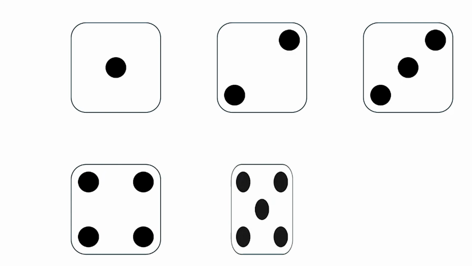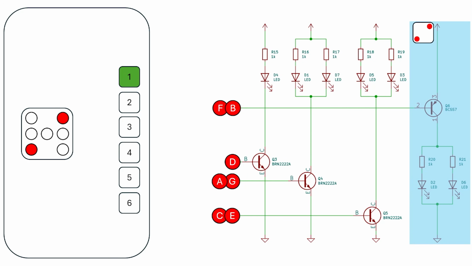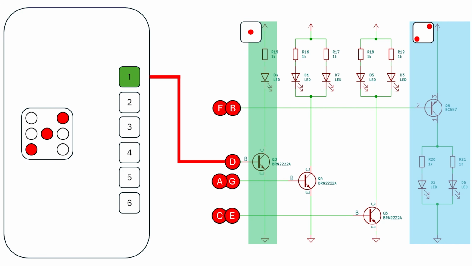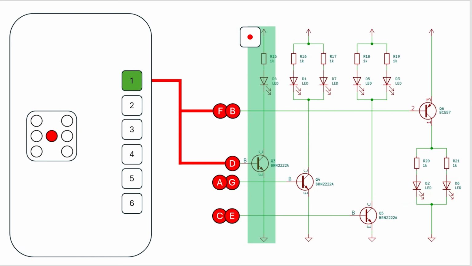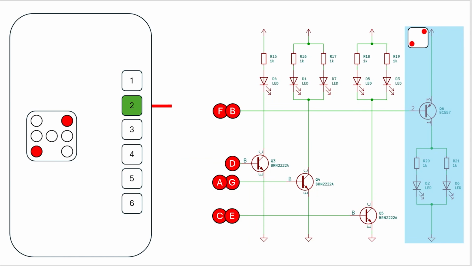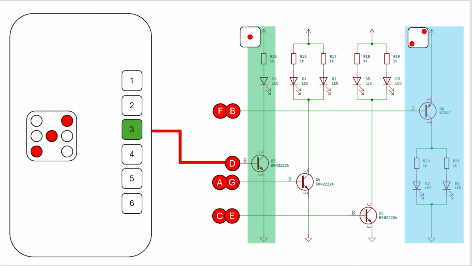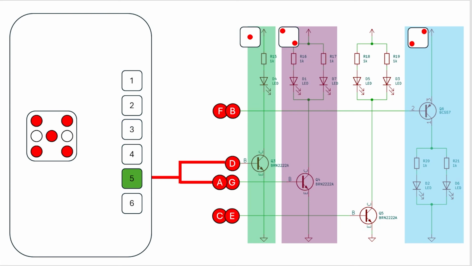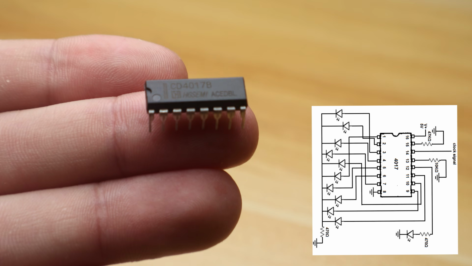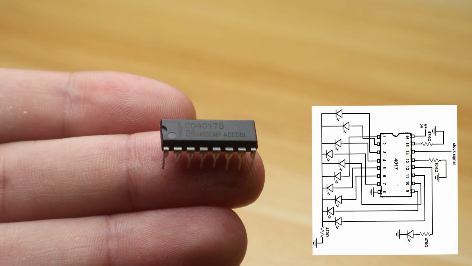To do that, we need to find a way to loop through the 6 possible states. For example, for phase 1, I want my LED D to turn on and disable the 2 corners. Well, for phase 2, I don't need to do anything since 2 is always on due to the PNP transistor. For 3, I just need to add D, and so on for 4, 5, and 6. To automate it, I can use a decade counter, which is a simple integrated circuit.